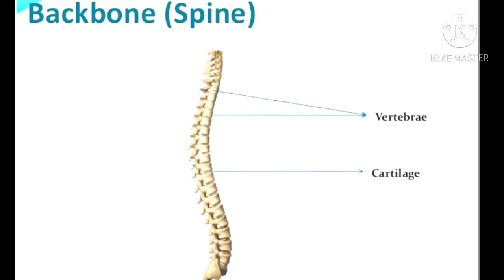Now in the picture you are seeing the backbone. It is made up of many small bones called vertebrae. The backbone consists of 33 vertebrae. The rib cage is joined to these bones. You can see the term in the labeling.